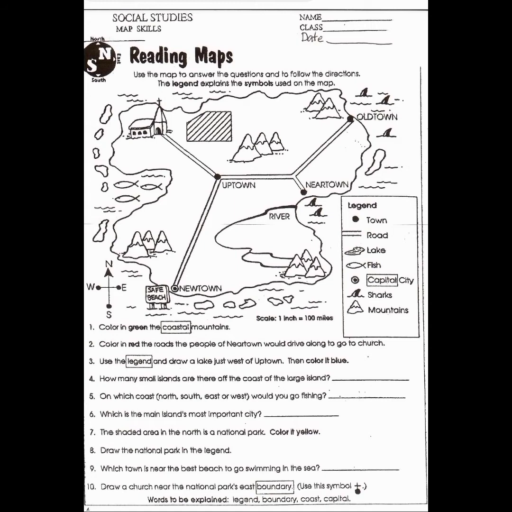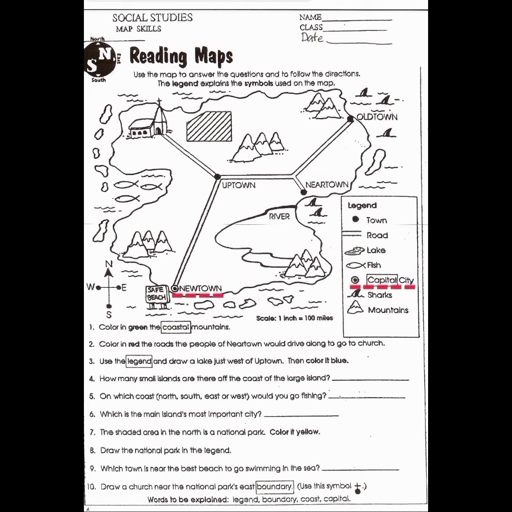Boundary is basically, well, this is an island, so the entire edge of the island is the boundary. If it was a mainland country, then the border would be like the boundary. The coast is where the ocean meets the island or the land. So just all around the island there, that would be considered the coast. The capital is where basically your president or your prime minister, your head of the country, does their business. They do all their work there in the capital.